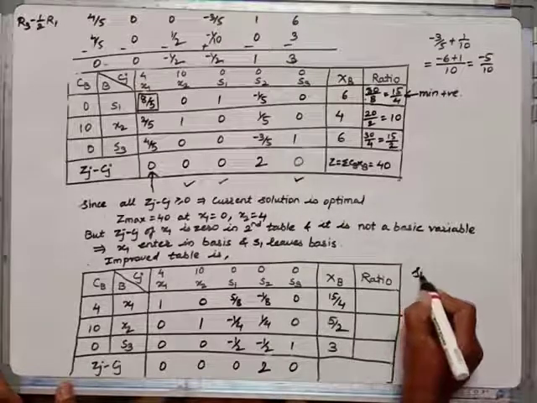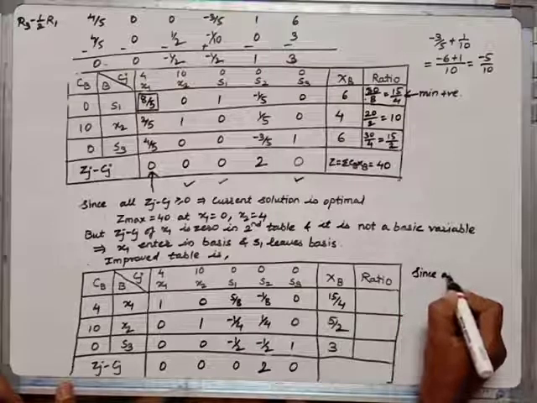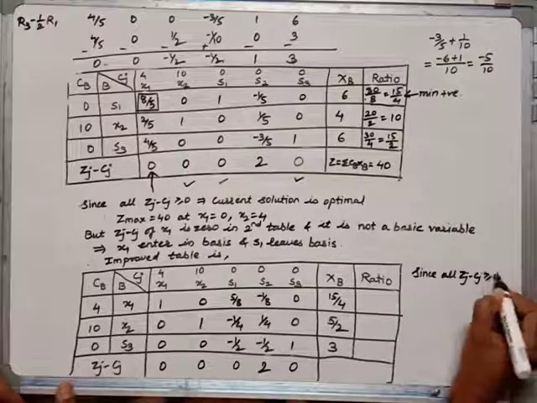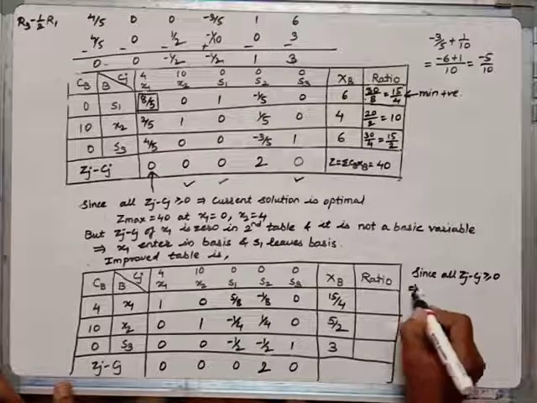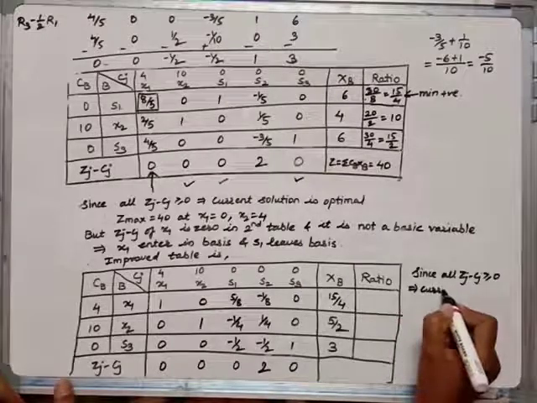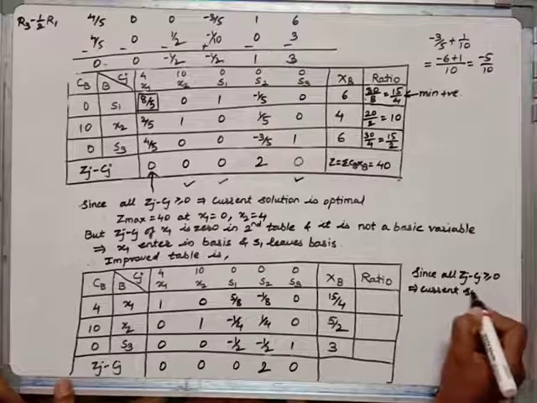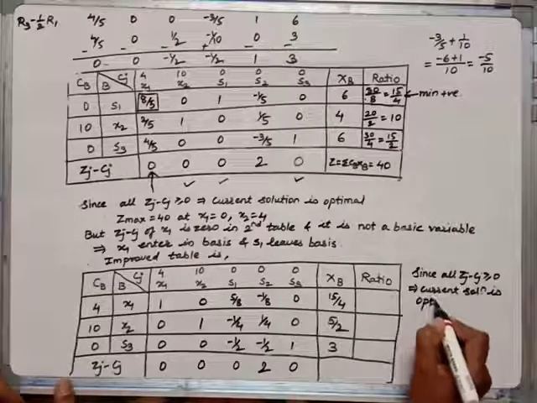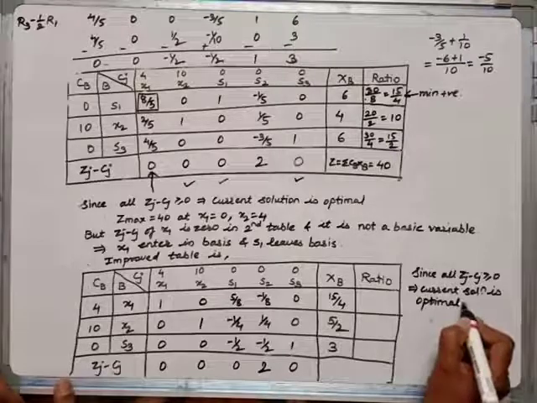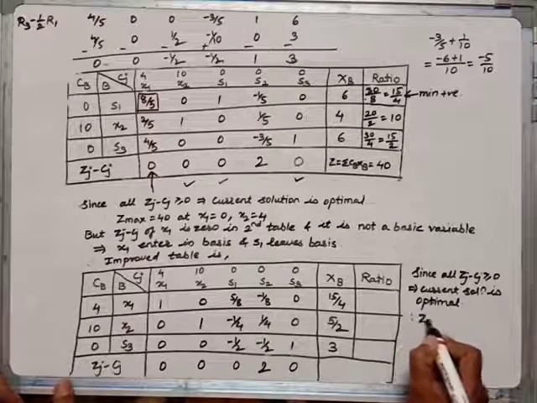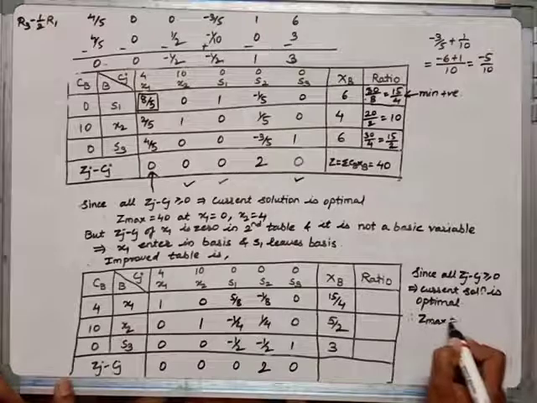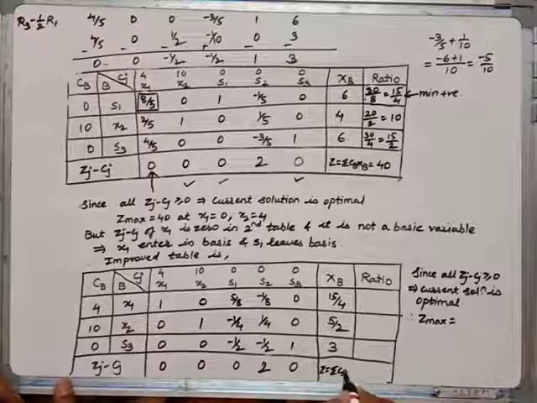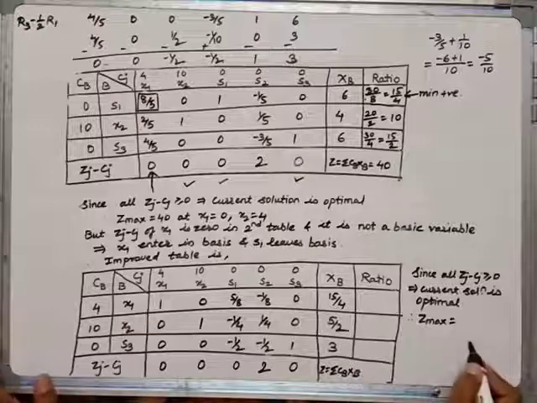Here I can write now, since all Zj minus Cj are greater equal 0, the current solution is optimal. Current solution is optimal. And what is that optimal solution? I can write Z max. Let me check what is Z max. Z is equal to summation CB XB. What is Z max here?